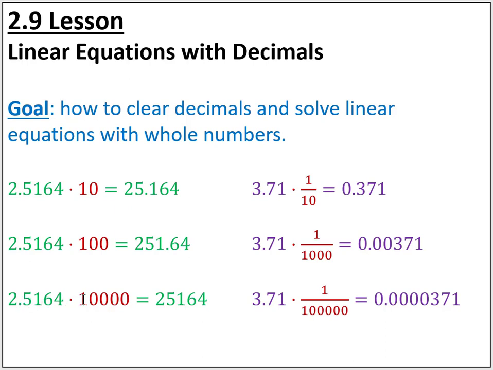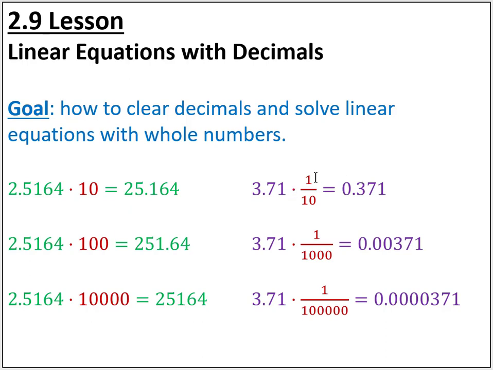If we use the same number and multiply by 10,000, it goes from 2.5164 to 25,164. So essentially, we move the decimal point 4 times to the right. So when we multiply by 10, 100, or 10,000, you'll be moving the decimal point to the right. And if you look closely, with 1 zero, we move it 1 time to the right, 2 zeros, 2 times to the right, 4 zeros, 4 times to the right. Now, let's take a look at the example on the right.